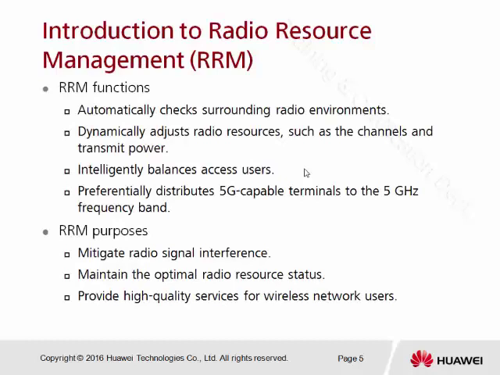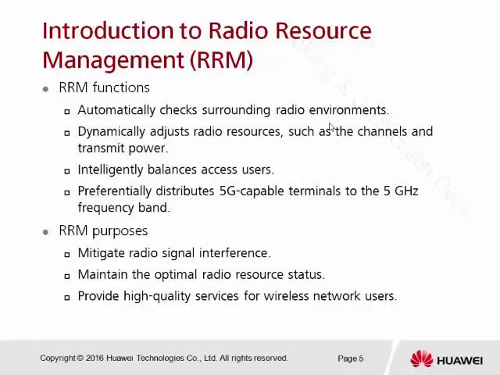So this is RRM, which stands for radio resource management. So what's the function over here? Automatically check the surrounding radio environment. They are able to use the probe request and response frames to detect the surrounding interference. Dynamically adjust the radio resources such as the channels and transmit power. So they can detect whether there is co-channel overlapping interference or adjacent channel overlapping.